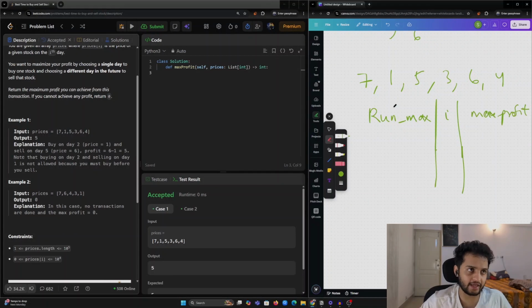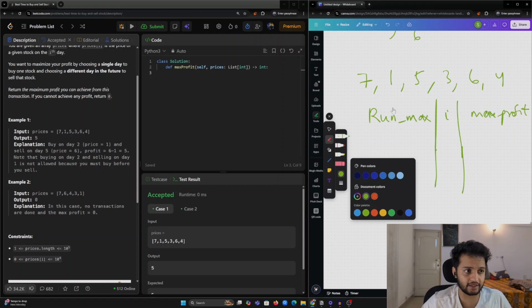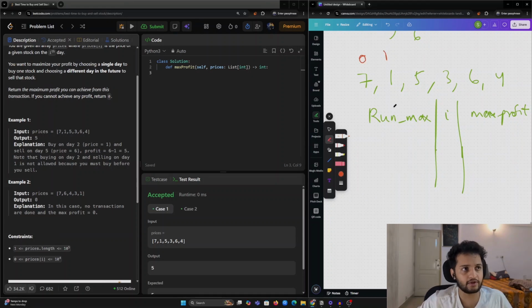First of all, because all of these are indexed from 0, let's start with index number 5. At index number 5, we see that the running maximum is 0, and we are currently standing at index 5. So the max profit still remains 0, right? Now we go to index number 4, and before moving to index number 4, we will update the running max to 4.